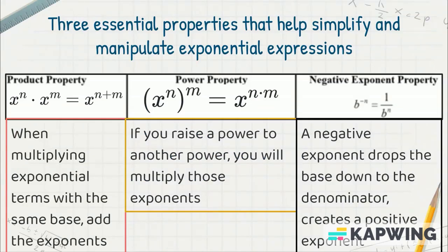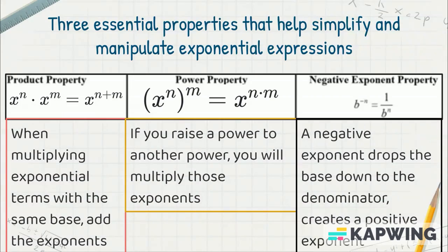So this means there are three essential properties that help us simplify and manipulate exponential expressions. The first property is the product property. This states that when you're multiplying exponential terms with the same base, you can add the exponents. The second one is the power property. This states that if you raise a power or an exponent to another power, you'll just be multiplying those exponents.